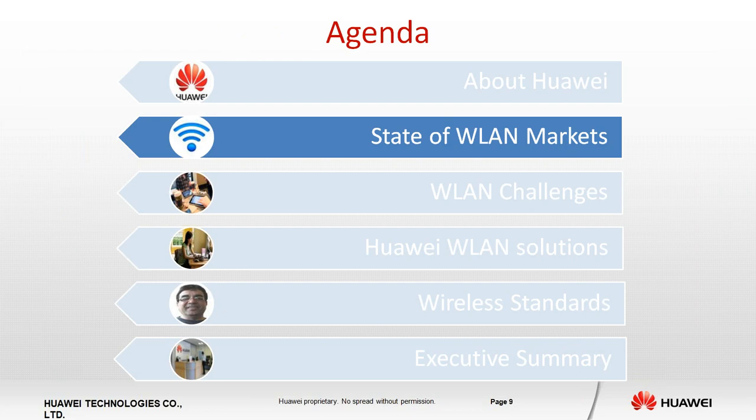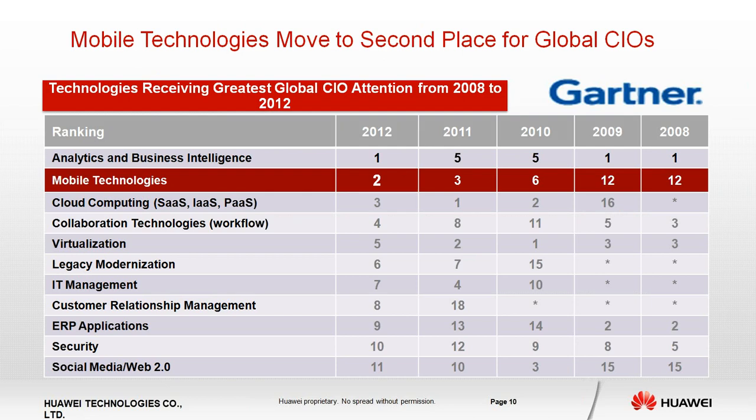Let's talk quickly about the state of the WLAN market. This was a survey done by Gartner in the fourth quarter of last year. The survey spanned over 2,000 plus CIOs responsible for almost $230 billion in IT budgets across 36 industries in 41 countries. The main thing that came out of this survey is that IT budgets are declining. That means the CIOs are trying to do more with less.